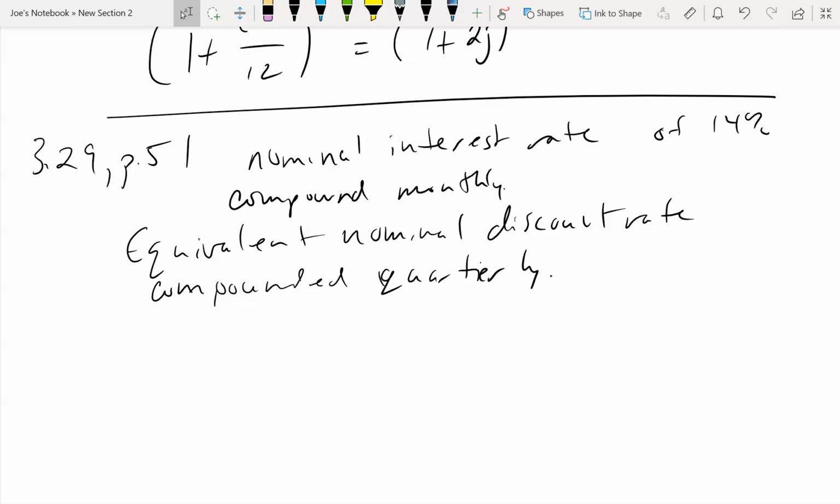So again, I want to think about this as accumulated value for a year and equate the two ideas. Okay? So if I was doing the accumulated value for a year with a nominal interest rate of 14% compounded monthly, what would the formula look like? I was just doing this first part. What would the formula look like for 1 year?